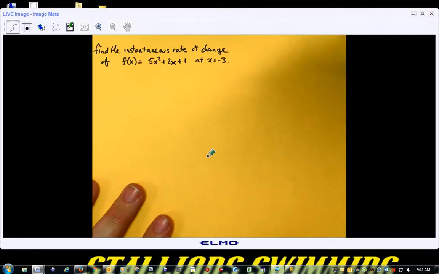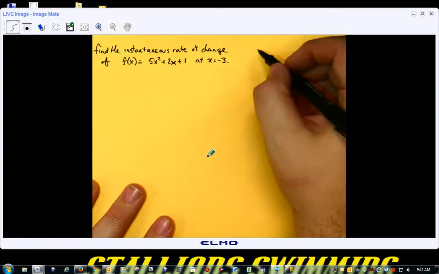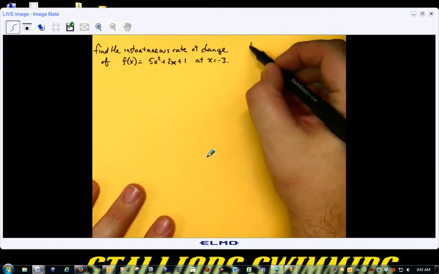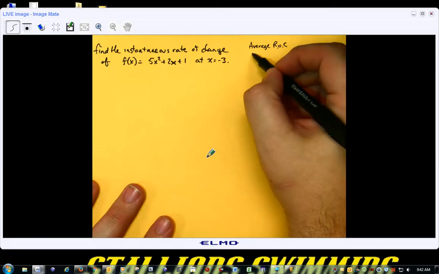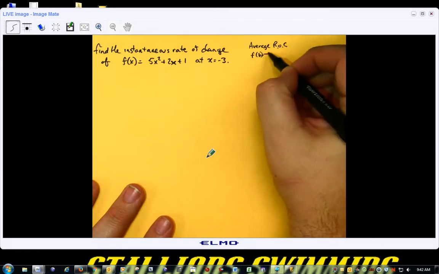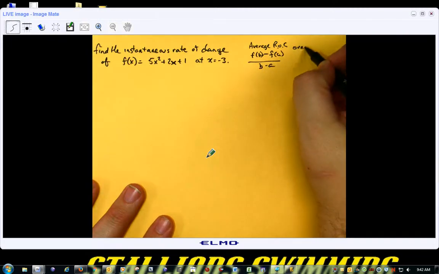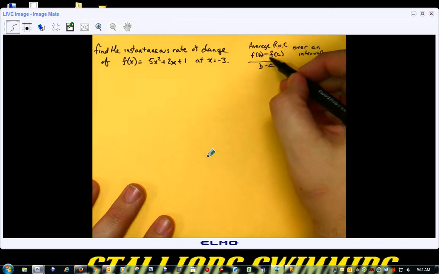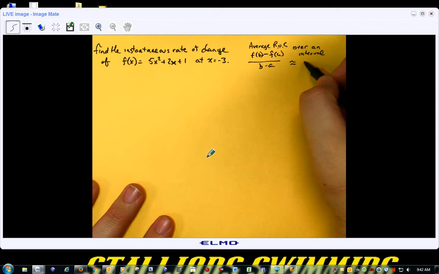Instantaneous rate of change. There are two different types of change: average rate of change, which is f of b minus f of a over b minus a, and this is always over an interval. This is analogous, which just means kind of sort of like, y2 minus y1 over x2 minus x1, which is what?